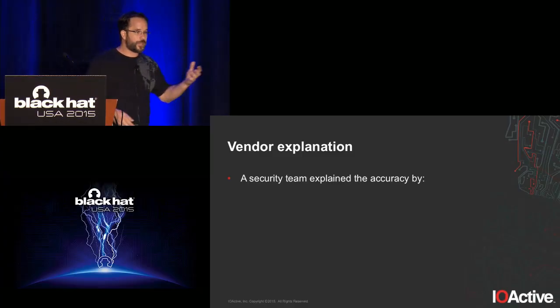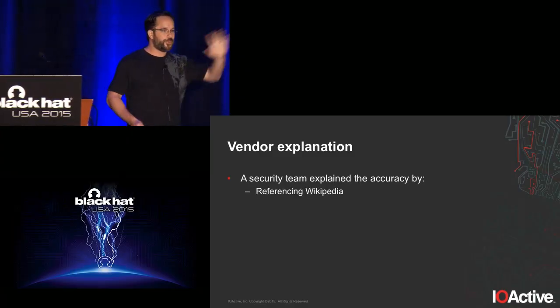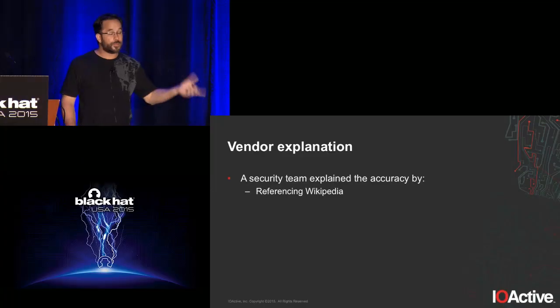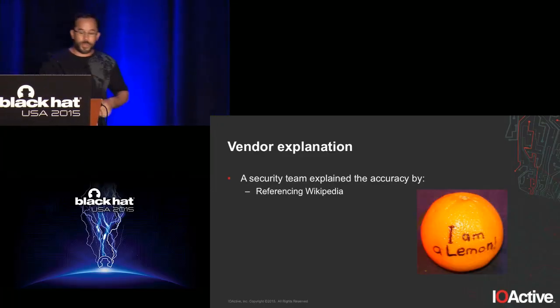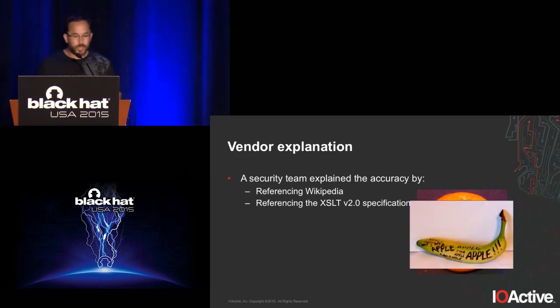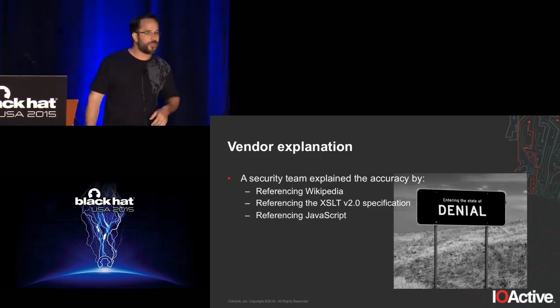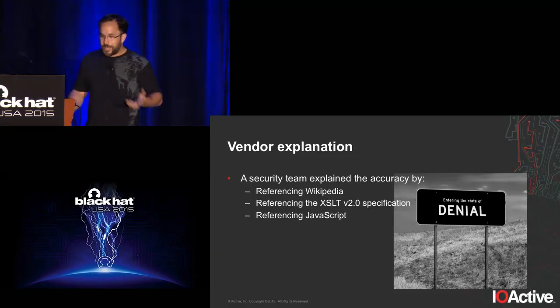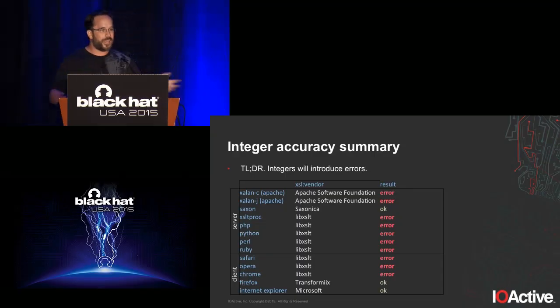As I was sharing this with the security teams, I was told that the very first thing would be to read Wikipedia to see how floating point numbers work. And that was interesting. Then I was referred to another specification, and not the specification that I was checking. That was really interesting too. And the thing was more fun when JavaScript was referenced as the explanation of why this was happening.